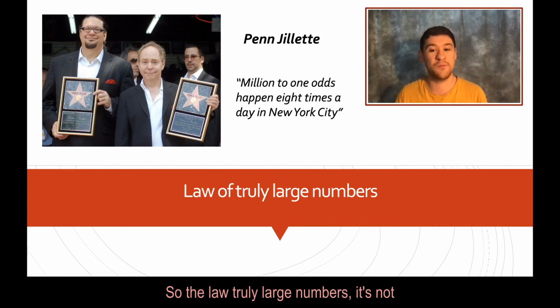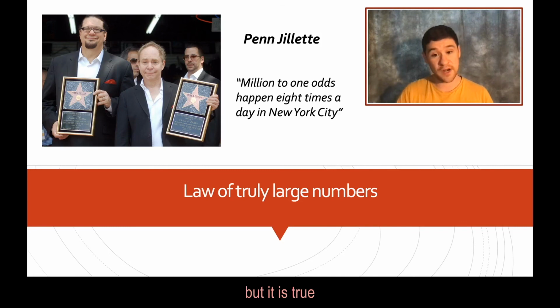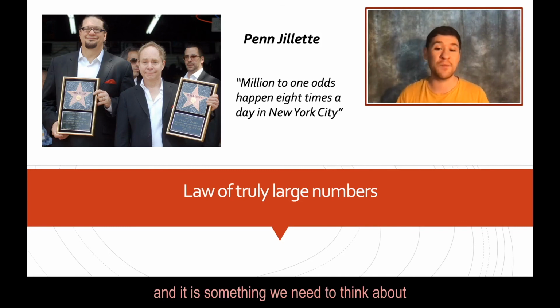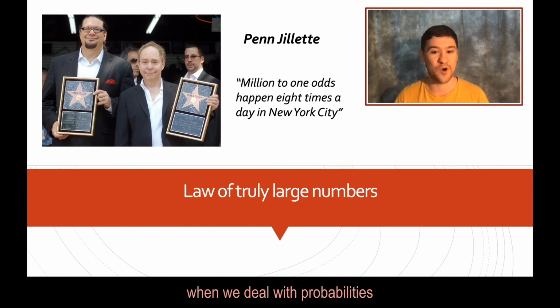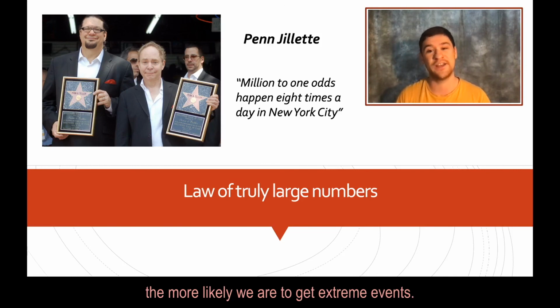So the law of truly large numbers is not one of these formal mathematical laws, but it is true, and it is something we need to think about when we deal with probabilities, that the more random trials we do, the more likely we are to get extreme events.